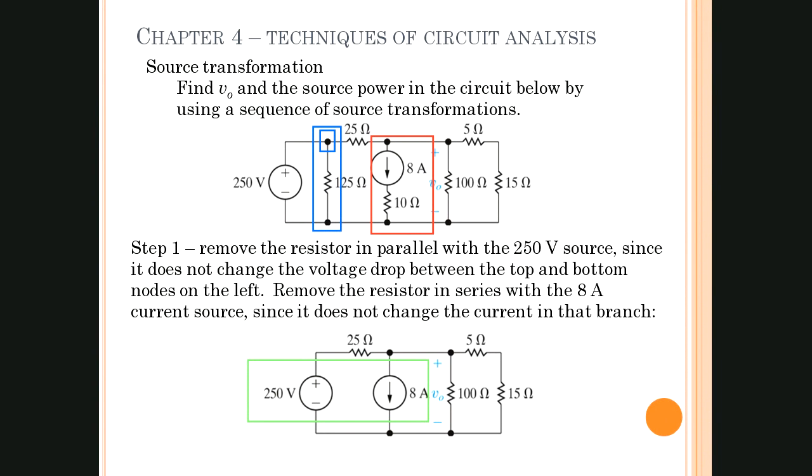Let me erase this because I'm going to be drawing all over the place. We have a voltage source and a resistor that are in series, and we have a current source and a resistor that are in parallel. But we may not have to do anything with that second network to simplify. Let's see what happens. It's kind of exciting.